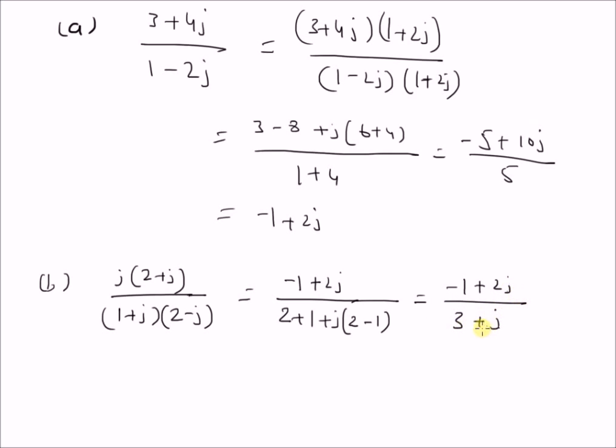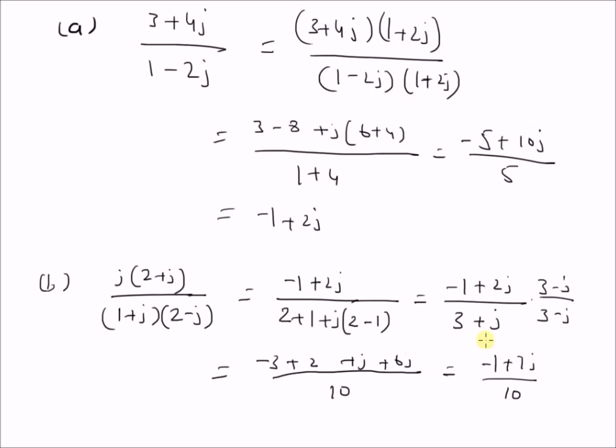And now multiplying the conjugate of the denominator to both numerator and denominator, we have (3 - j) over (3 - j). So this becomes minus 1 into 3 is minus 3, and 2j into minus j is plus 2, and then we have minus 1 into minus j, which is plus j, and 6j. And the denominator is clearly equal to 3 squared, 9, plus 1, 10. So this is equal to (-1 + 7j) over 10. Therefore, the simplified version of this ratio of products of complex numbers is -1/10 + 7j/10.